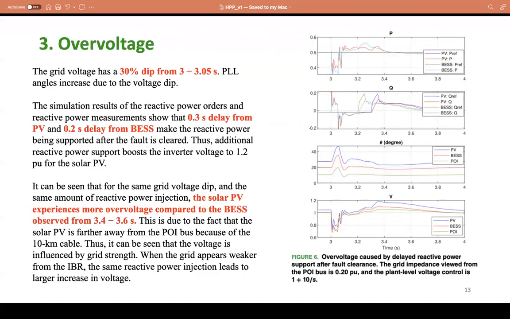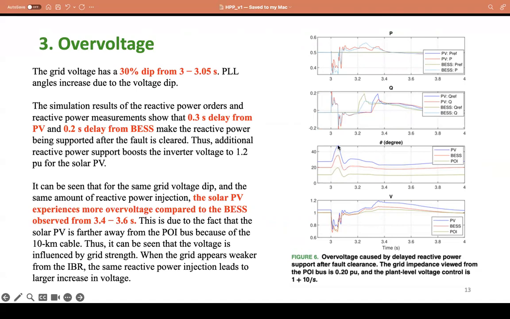Okay, so now we go to number 3. Number 3 is the over voltage issue. It's because of delay. Again, delay. So this time we put a much larger delay. We will see the simulation results. The grid voltage will have a 30% dip from 3 seconds and last 15 milliseconds. So what will happen is that if the angle is increasing, that's good.